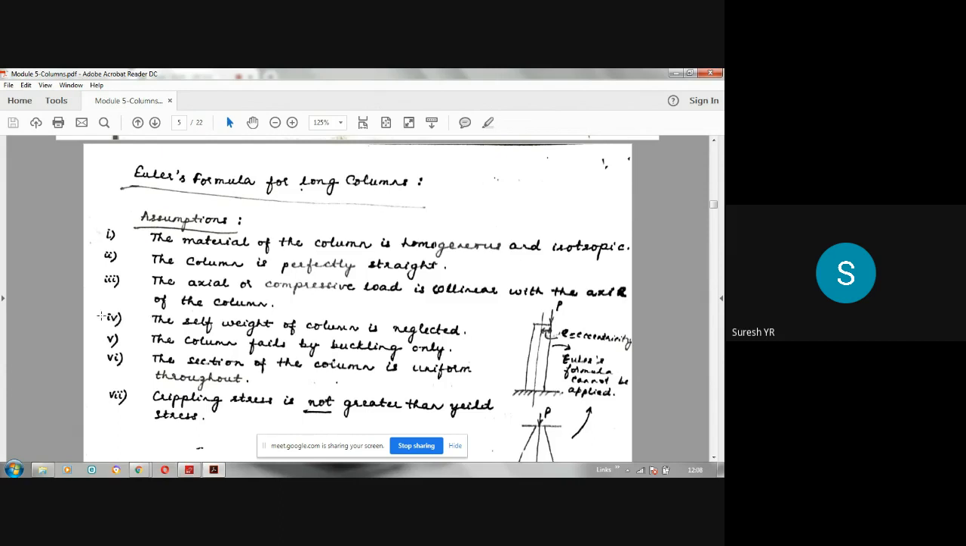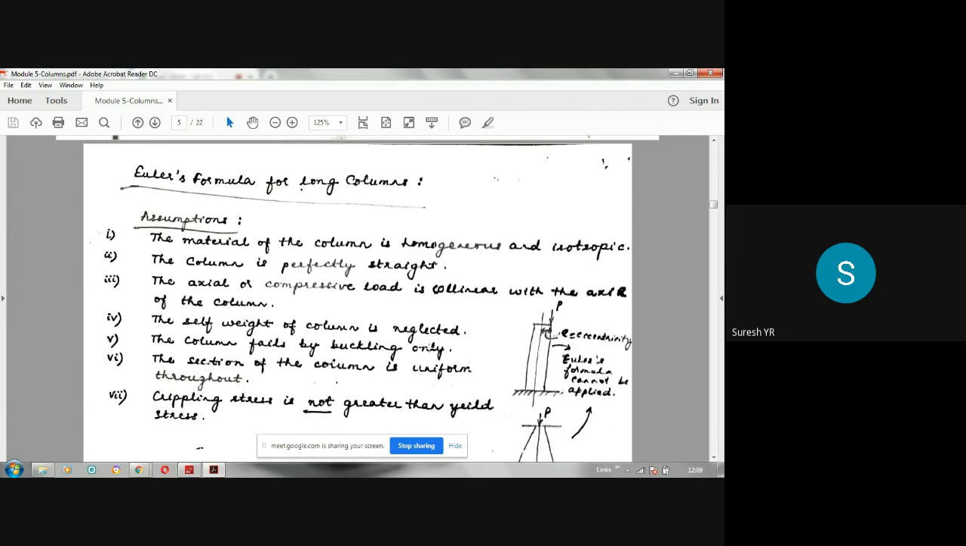Then the second one, the column is perfectly straight. That means it is not a bent column. So verticality is there for the column. It is perfectly straight. That is the second assumption. Third assumption, the axial or compressive load is collinear with the axis of the column. That's what I told yesterday. So the load acts exactly along the axis of the column. So this is the axis of the column. If the load acts somewhere else at some distance from the axis, the distance is called eccentricity, denoted by small e. In that case, Euler's formula cannot be used. Euler's formula can be used only when the compressive load exactly coincides with the axis of the column. Fourth one, the self weight of the column is neglected.